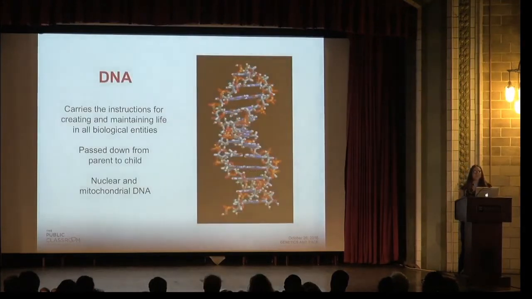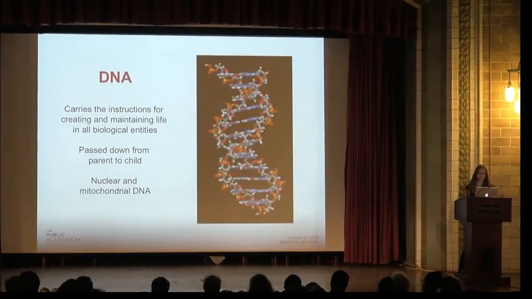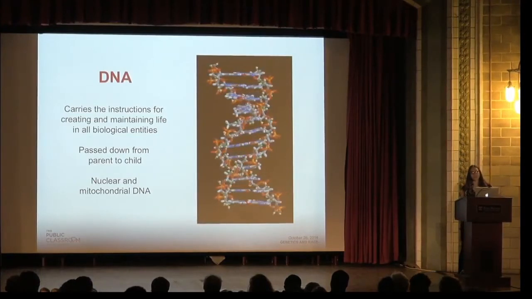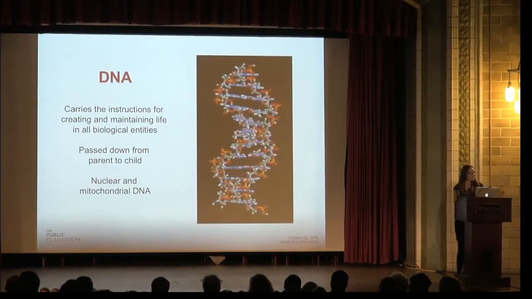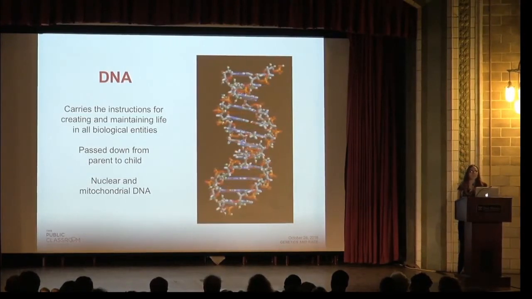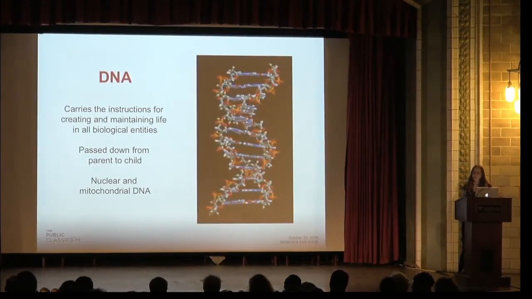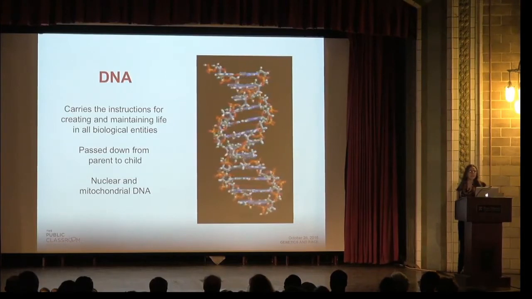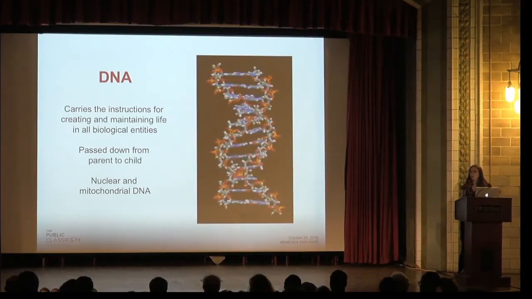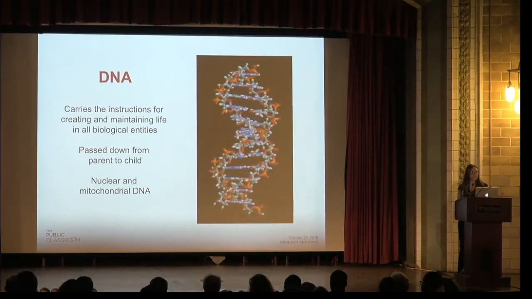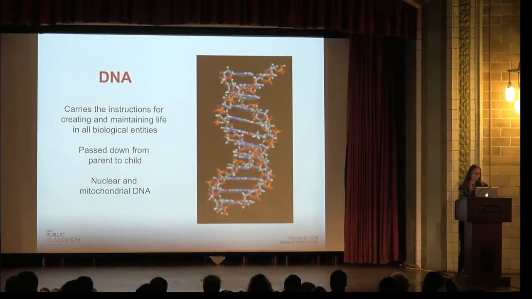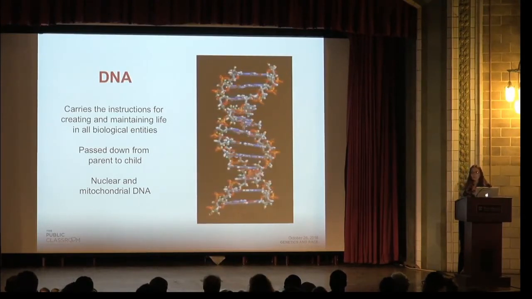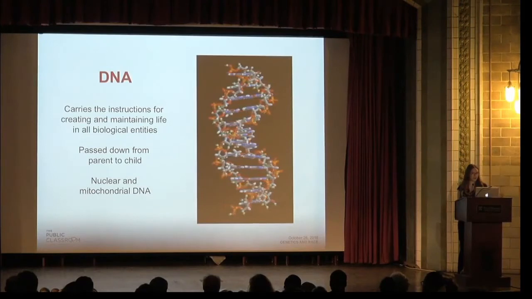So in genetics, it's pretty hard to get around the word DNA. DNA carries with it the instructions for maintaining and creating all forms of life in biological entities. It's passed down from parent to child, meaning that it's inherited. What many people may not know is that we actually have 2 forms of DNA in our bodies. We have our nuclear DNA, and we also have mitochondrial DNA.